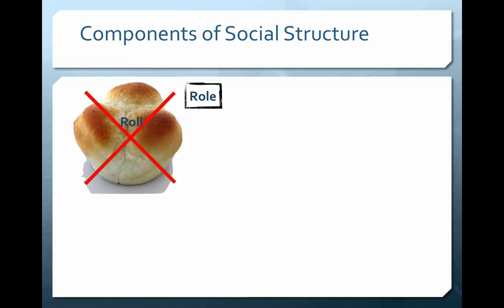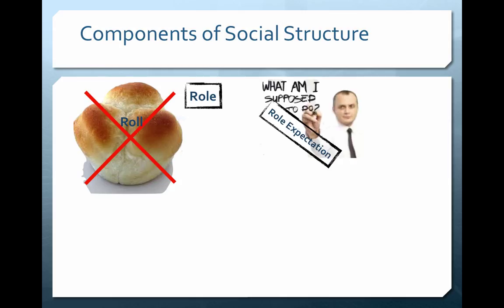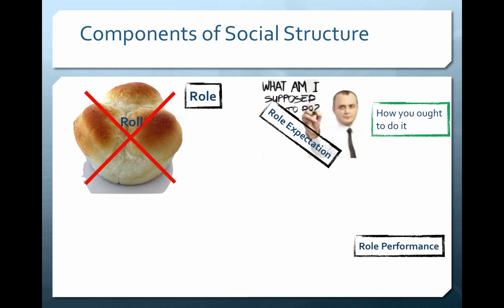Okay, now let's look at some categories of roles, and we'll begin with role expectation. This is a group's or a society's definition of the way a specific role ought to be played or ought to be pursued. It may sharply contrast with role performance. Role performance is what the person actually does.